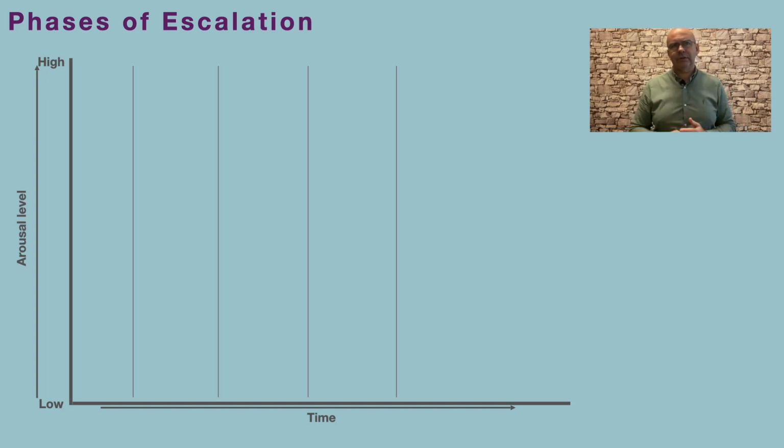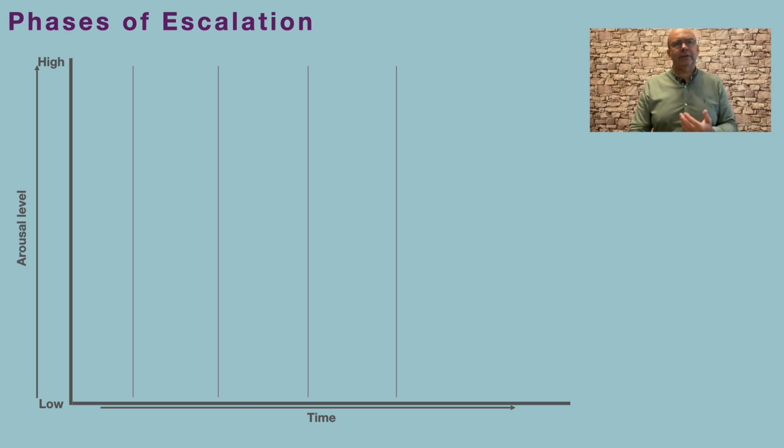So I want to introduce you to the graph which illustrates the phases of escalation. On one side we've got the arousal level, and what we mean by that is the levels of stress and alertness and arousal into agitation, etc. So it's low to high. And then we've got time, which is not fixed. It could be a few minutes, it could be seconds, but we're looking at how quickly things can escalate.